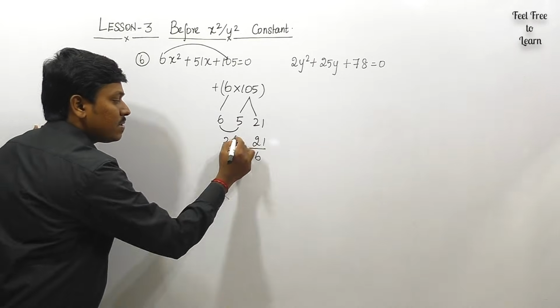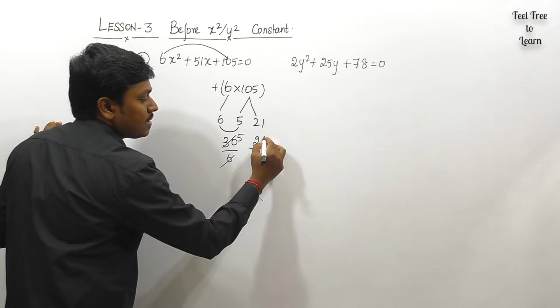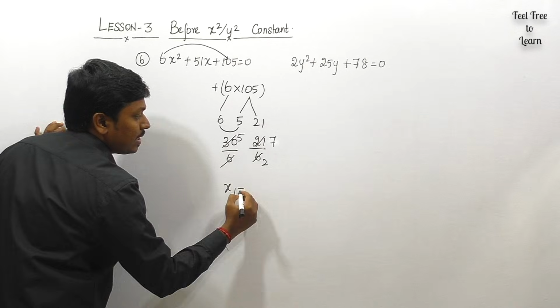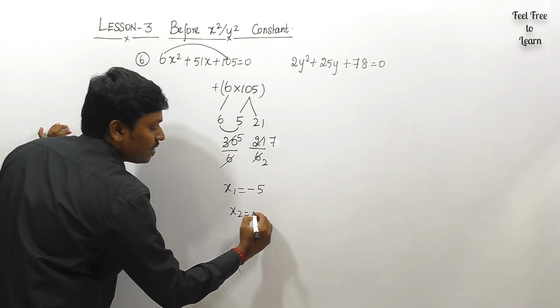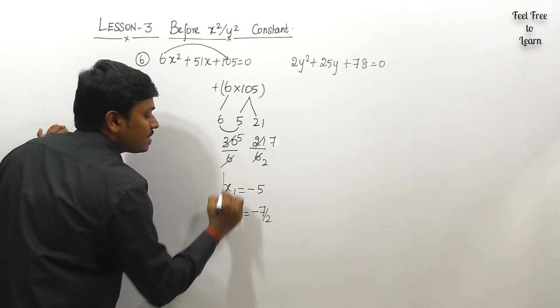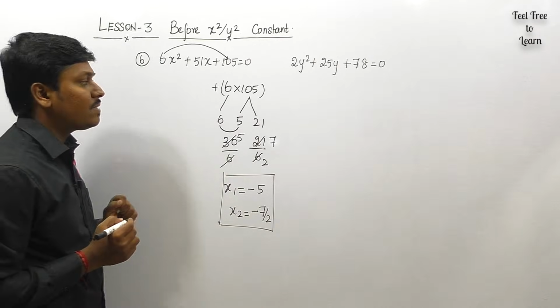I think we can cancel this on 6 table. 6 5s are 30. We can cancel this on 3 table. 3 2s are 6, 7 3s are 21. So x1, here it is plus 5, but while writing it should be minus 5. x2, here it is plus 7 by 2. While writing it should be minus 7 by 2. So finally we found the factors, that is minus 5 and minus 7 by 2.